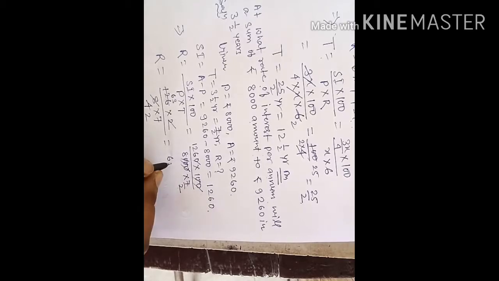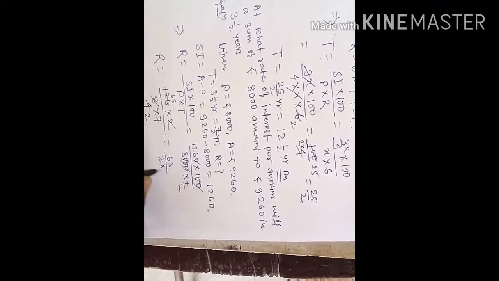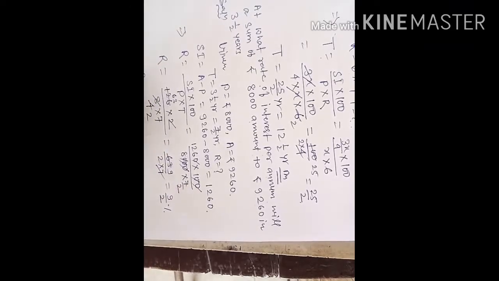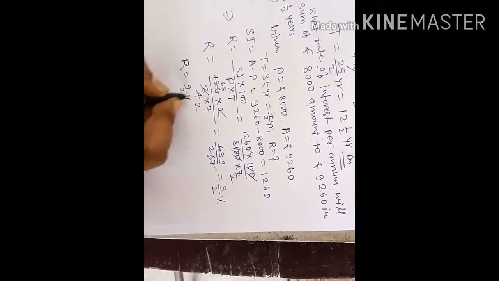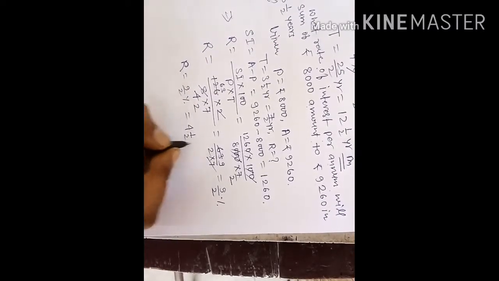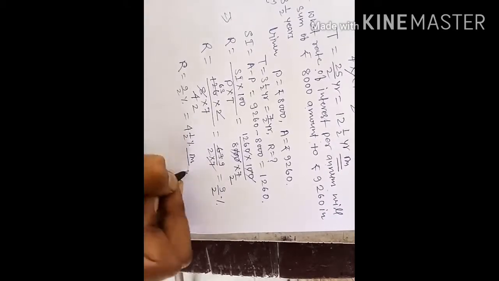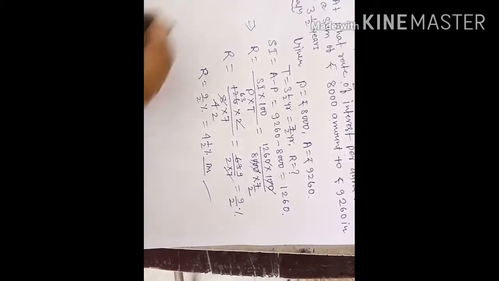Again 4 cancels with 2 times, and 2 cancels with this 6, 3 times. Then you get 63 by 2 into 7%. Again 7 cancels with 63 in 9 times. Then you get 9 by 2%. So R is equal to 9 by 2%, that is 4 whole 1 by 2%. This is the answer.